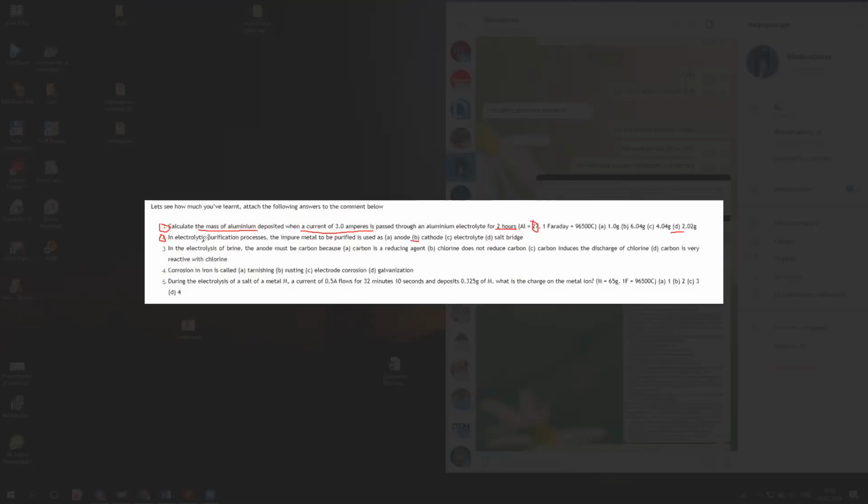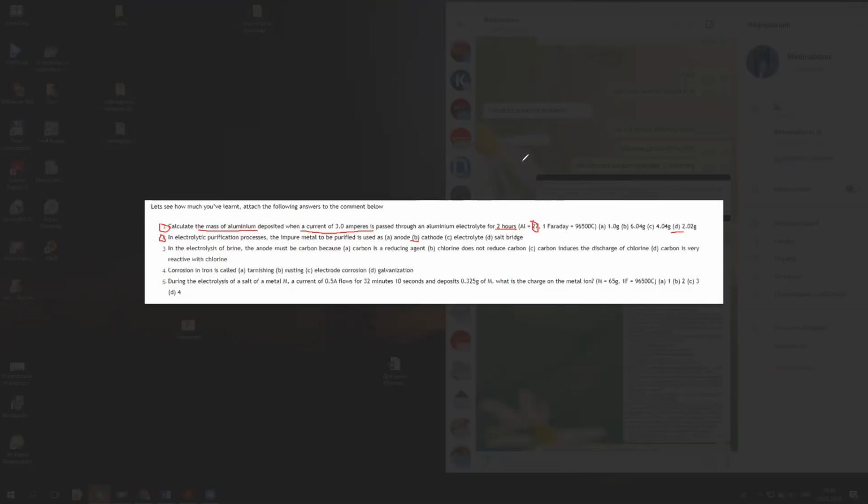So in electrolytic purification processes, the impure metal to be purified is used as: anode, cathode, electrolyte, or salt bridge.